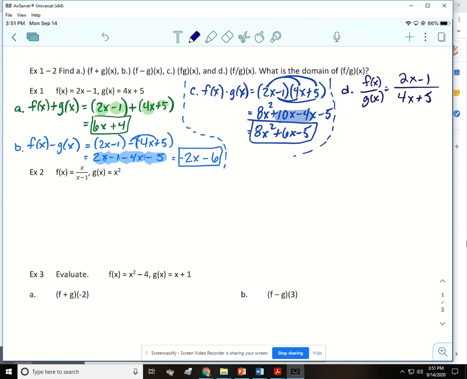All right, now the domain. Domain is definitely something we need to keep practicing. So because I have an x in the denominator, my domain is going to be restricted because that 4x plus 5 cannot equal 0. So that means that x cannot equal negative 5/4. Because if it did, then you would have 0 in the denominator, and that's undefined.